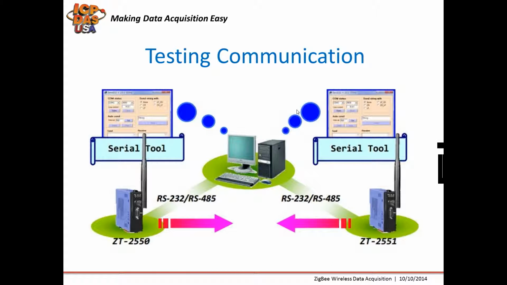You can test ZigBee communication by connecting both the ZT2550 ZigBee host and the ZT2551 ZigBee slave converter to a host PC over RS-232 or RS-485 ports. If your computer doesn't have an RS-232 or RS-485 port, you can use a USB to RS-232-485 converter like our 7561 converters. You can use serial tools like Modbus Utility to test the communication.